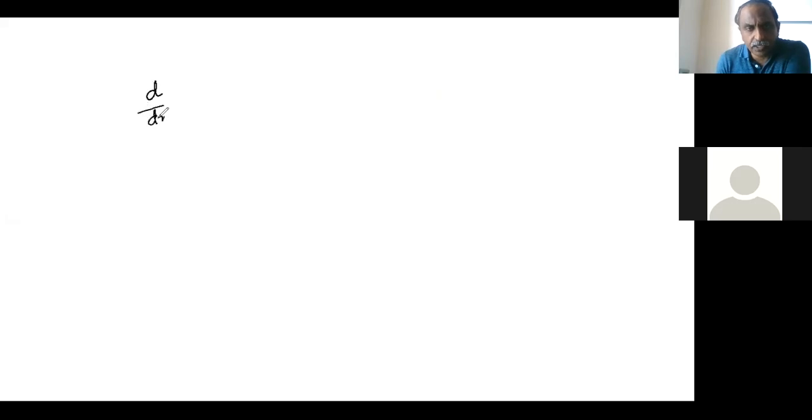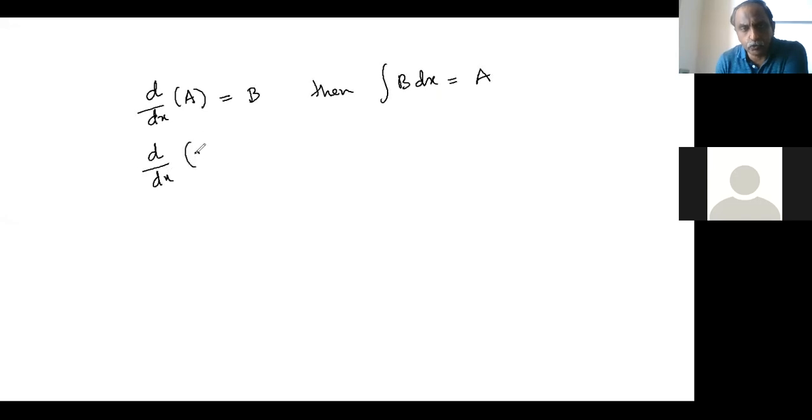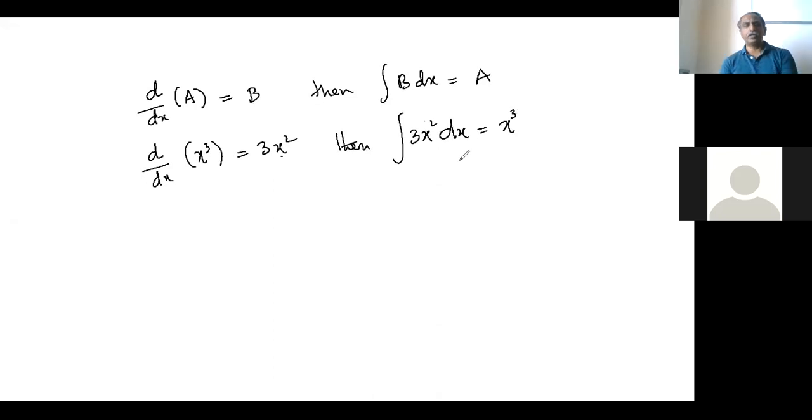If I differentiate a function a and get the answer as b, then integral of b dx is a. For example, I differentiated x cube and got the answer as 3x square. Then what I can say, integral of 3x square dx is x cube. This is a definition of integration. So whenever we ask you what is the definition of integration, this is what you have to say.